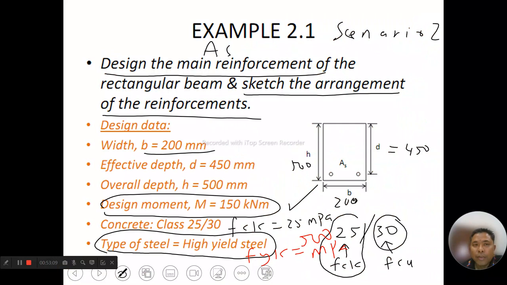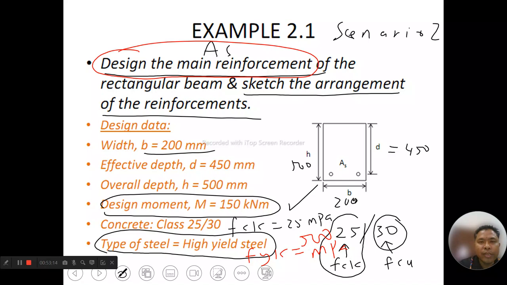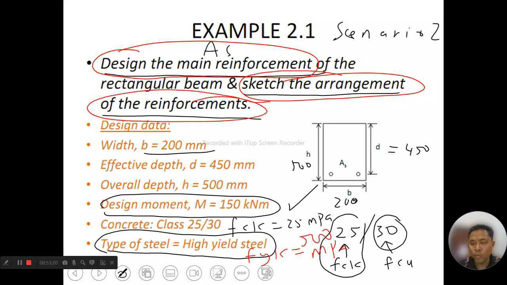Okay, so sekarang ni baru kita nak jawab soalan. Design the main reinforcement. This is our first question. Second question is to sketch the arrangement of the reinforcement. So ada dua soalan dalam satu soalan. So sekarang sudah dekat 50 minit saya cakap. So I have another 10 minutes more.